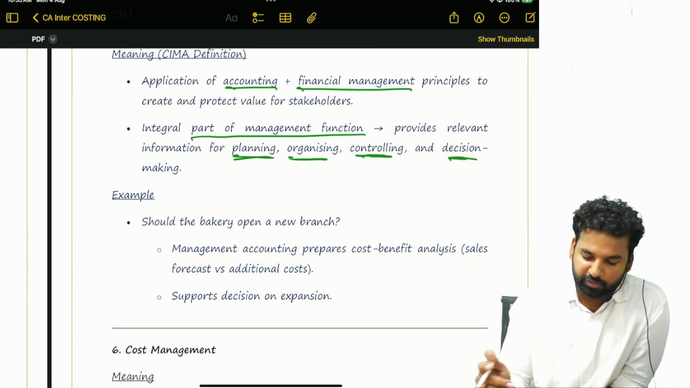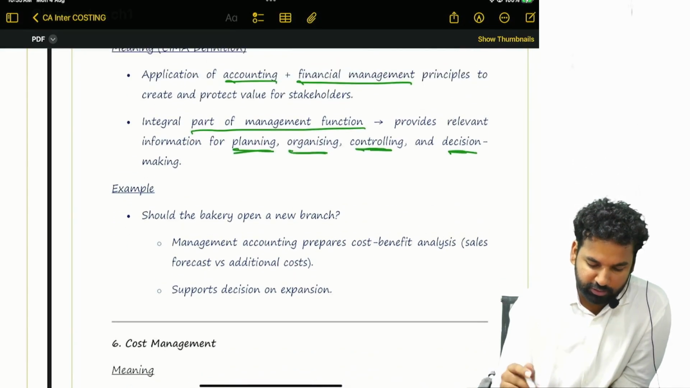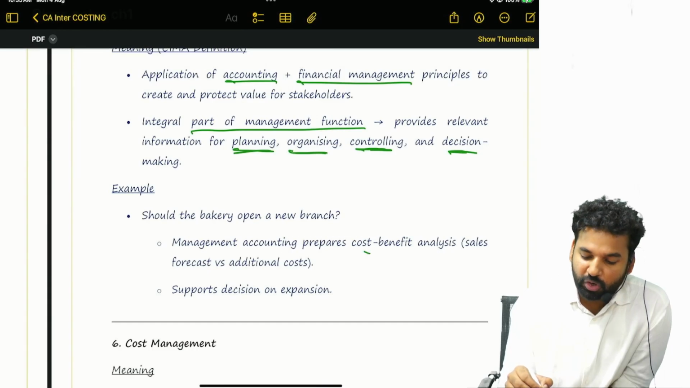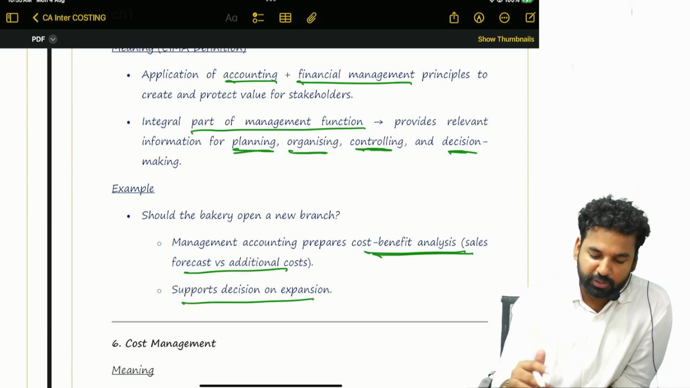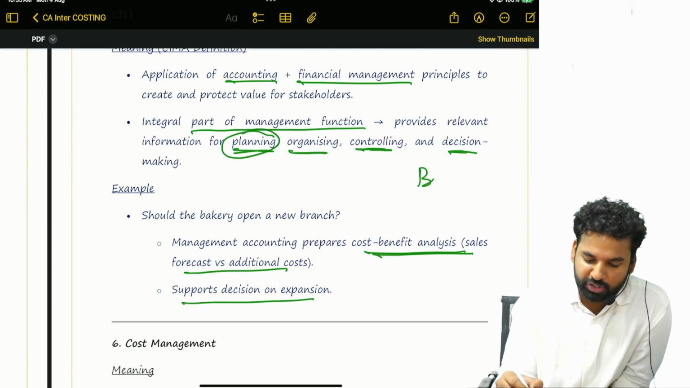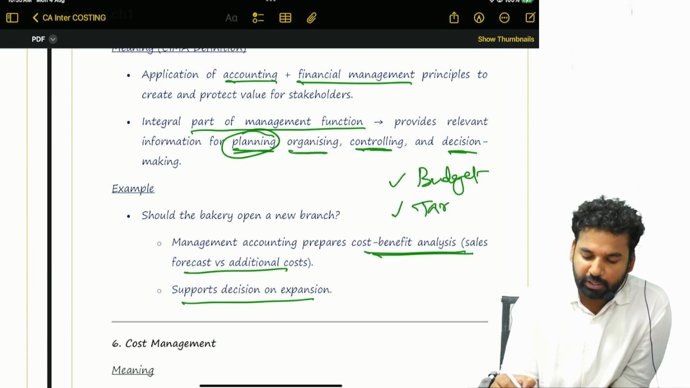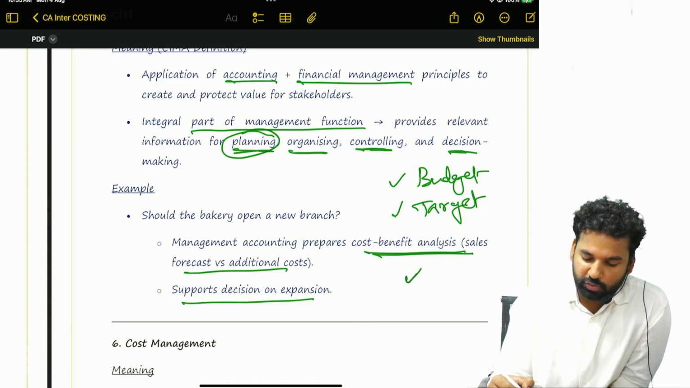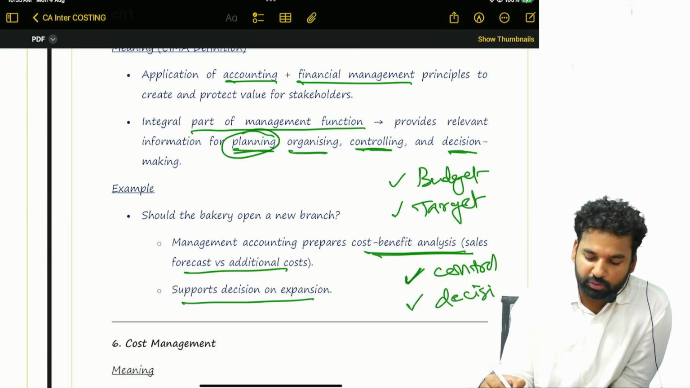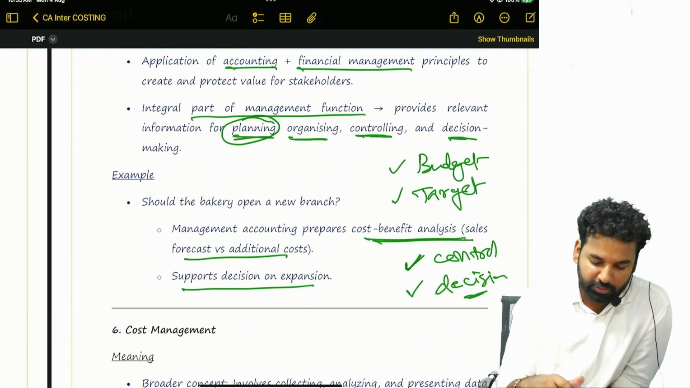So how the planning will be done? How the planning will be done, you see. Management accounting prepares cost benefit analysis. Okay, sales forecast versus additional cost and supports the decisions on expense. See, planning means putting a budget. Okay, budget. So based on the budget, you will target the cost. Okay, you will target the cost. Then you will compare and then control. Compare and then control. Finally, you make a decision out of it. So this is what is called management accounting.